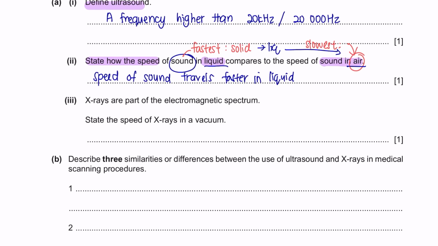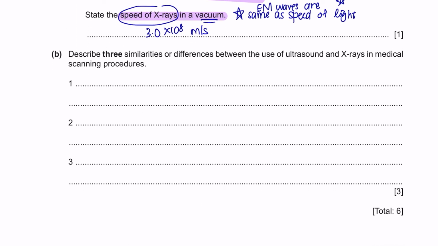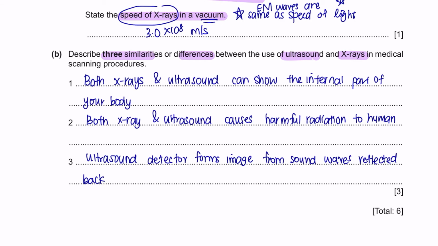Part 3. X-rays are part of the electromagnetic spectrum. State the speed of X-rays in a vacuum. All electromagnetic waves in a vacuum will travel at the same speed of light, which is 3 times 10 to the power of 8 meters per second. Make sure you remember this. Next, question part B. Describe 3 similarities or differences between the use of ultrasound and X-rays in medical scanning procedures. So these are some of the similarities and differences that you can go through yourself.